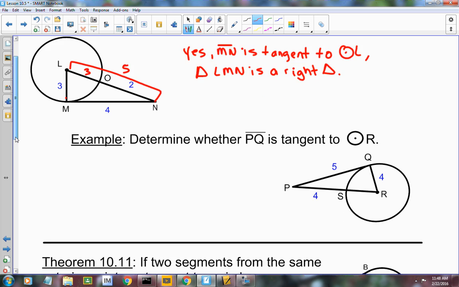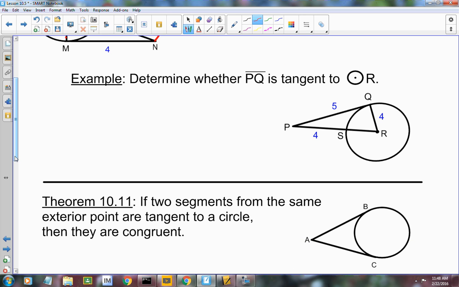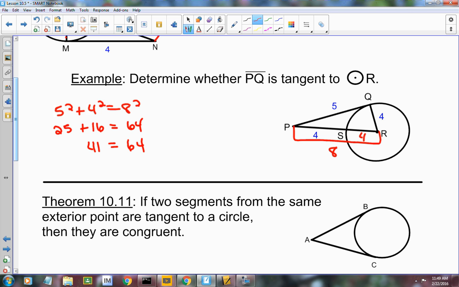Okay, similar question here. It says determine whether PQ is tangent to circle R. We have this leg is 5, this leg is 4. What's the length of my hypotenuse going to be? 8, because this is going to be 4 just like that. So this whole thing here is going to be 8. And so if I did 5 squared plus 4 squared equals 8 squared, 25 plus 16 equals 64. So I end up with 41 equals 64.